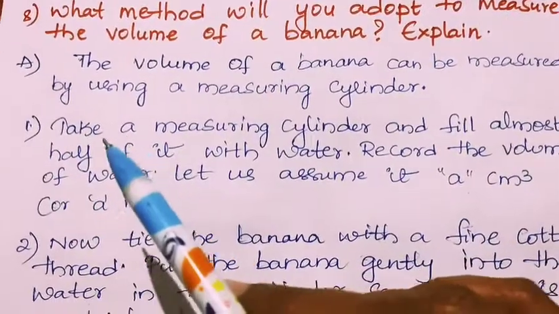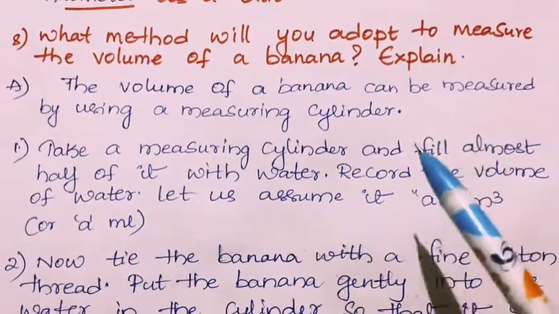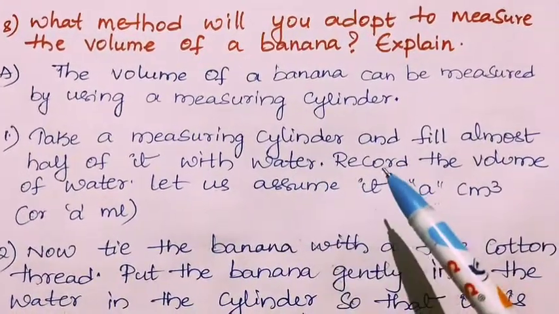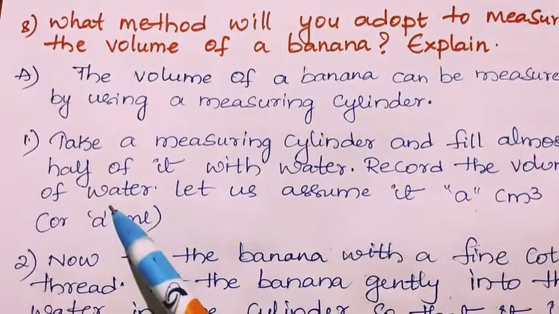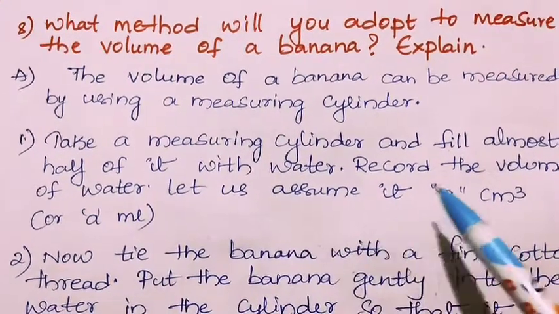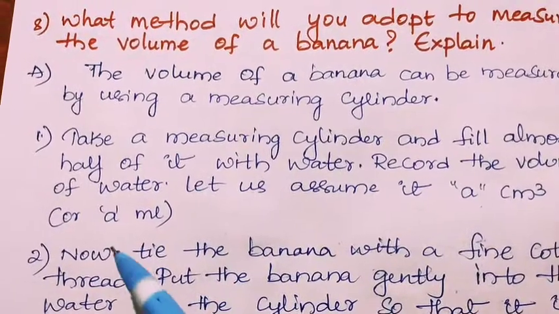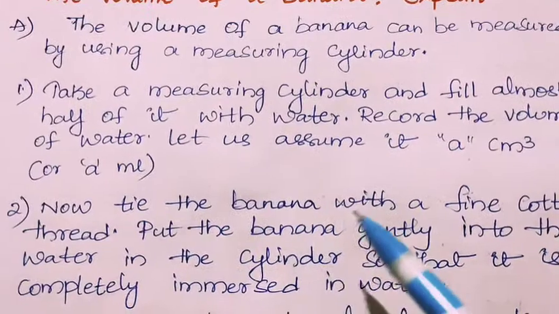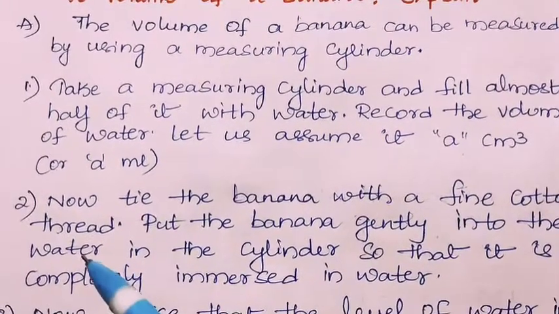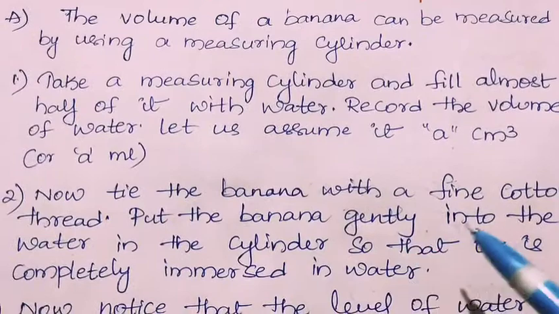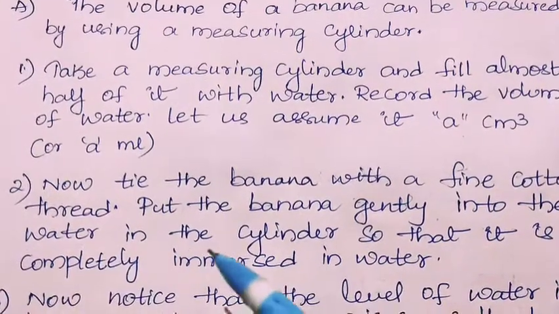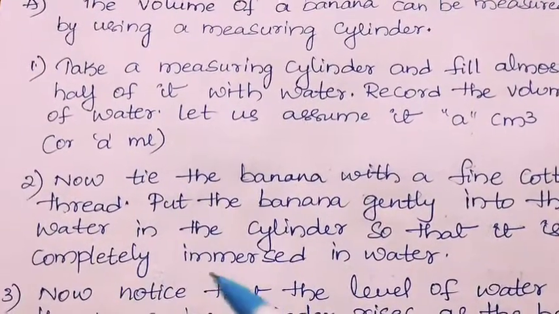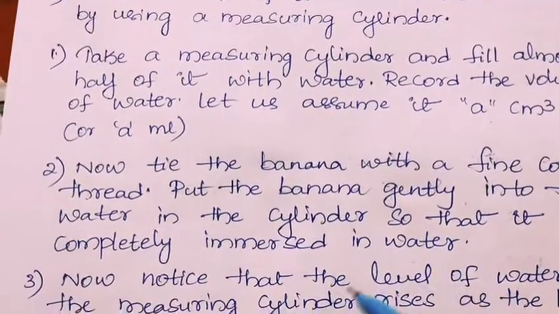So, look at the first point. Take a measuring cylinder and fill almost half of it with water. Next, record the volume of water. Let us assume it as A centimeter cube or A milliliter. Now, tie the banana with a fine cotton thread. Put the banana gently into the water in the cylinder so that it is completely immersed in water.